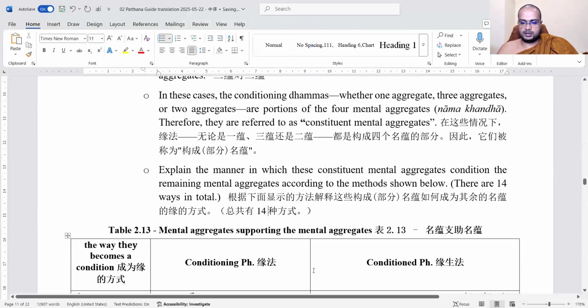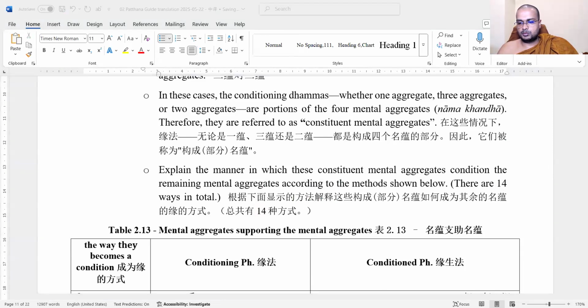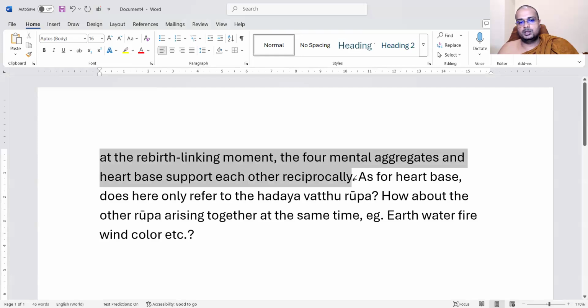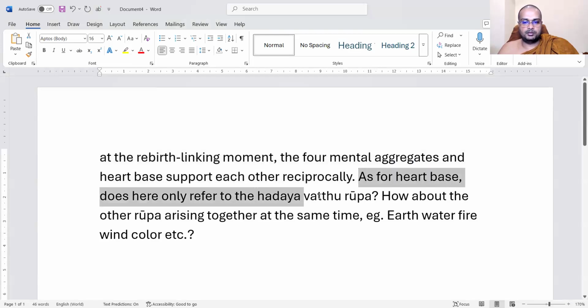Okay. Yes. So there is a question. At the rebirth linking moment, the four mental aggregates and heart base support each other reciprocally. As for the heart base, this here only refers to the Hadayavatthu Rupa. How about the other Rupa arising together at the same time? Earth, water, fire, wind, color, etc.